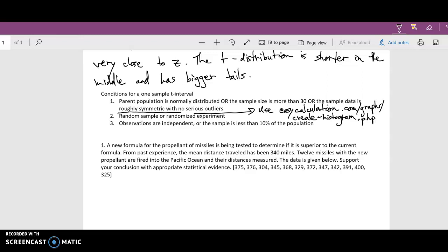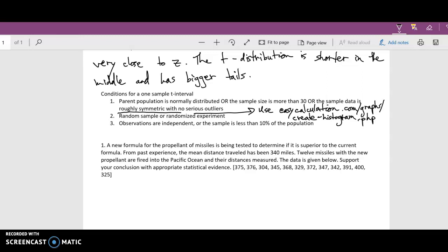So if we need to check, if we don't know the parent population is normal and we don't know that the sample size is more than 30, we're going to need to graph this data using a histogram and just see, is it roughly symmetric, where there aren't any major outliers. Okay, the second condition is that we're dealing with a random sample or a randomized experiment. The third is that the observations are independent, or that the sample is less than 10% of the population. So if they aren't independent, we've got to make sure that the sample size is less than 10% of the population.